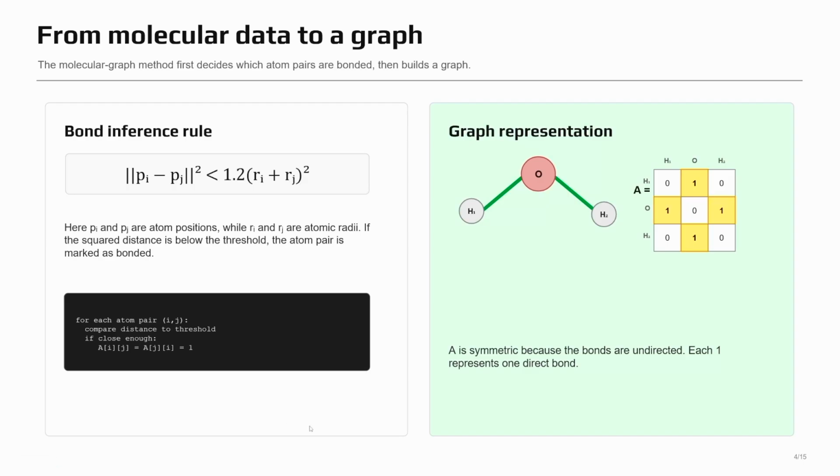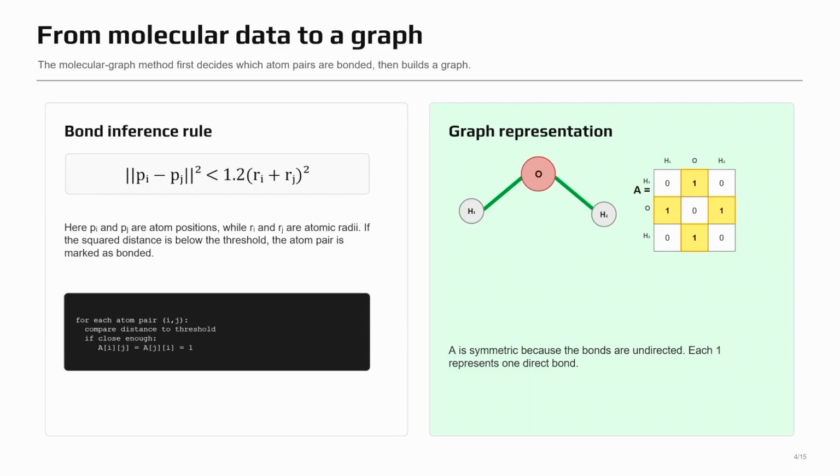Using this newfound information about graphs, we can model molecules as a graph where each atom is a vertex and each chemical bond is an undirected edge. Using a molecular data approach, we can use atom positions and atomic radii to decide whether two atoms are close enough to be bonded. This is done through the bond inference rule, which we can see on the left side. It gives us the actual mathematical criteria for when two atoms are actually close enough to form a bond, allowing us to build an accurate molecule-to-graph representation.